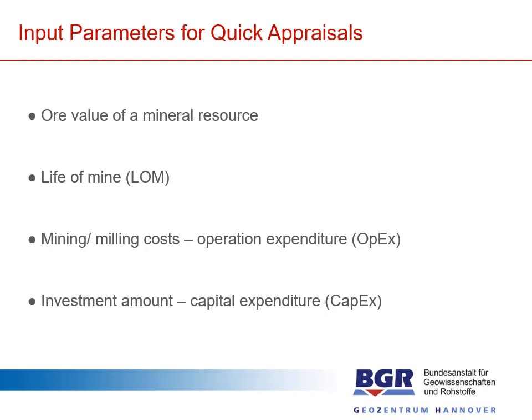So one is the ore value of the mineral resource, one is the life of mine, the next is our mining and milling costs, so the operating expenditure, and the investment amount, the capital expenditure. The ore value is calculated by taking the ore grade times the metal value times the recovery, that is usually in the range of 80%.